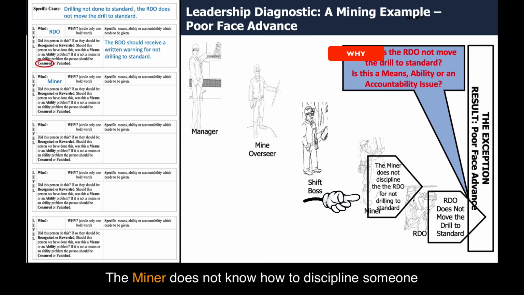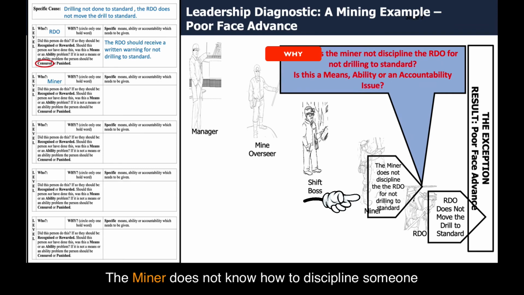In other words, our problem has changed. We're not actually dealing with the fact that the RDO doesn't drill to standard. We're dealing with the fact that the miner doesn't discipline RDOs. And the reason why the miner doesn't discipline RDOs, the question is, well, why is this? Is it a means issue, an ability issue, an accountability issue? Well, the reason why he doesn't discipline them is because he doesn't know how to.